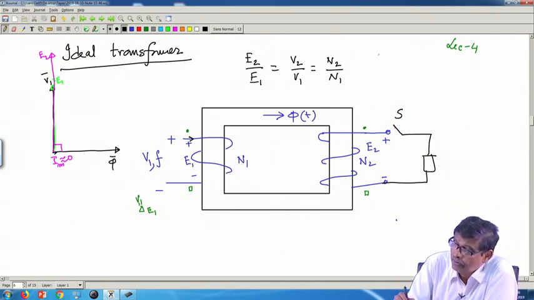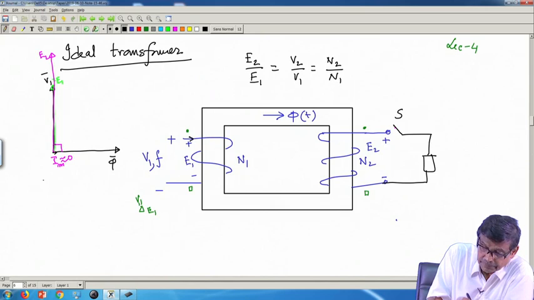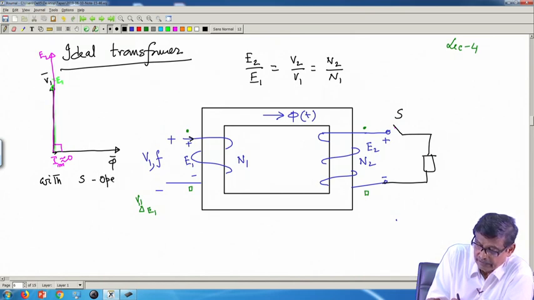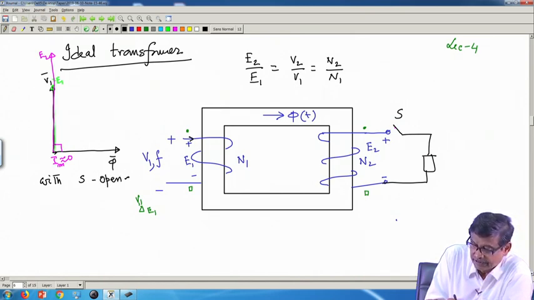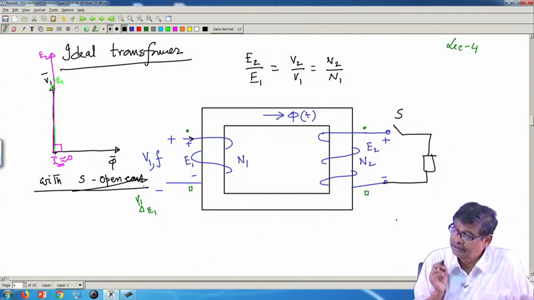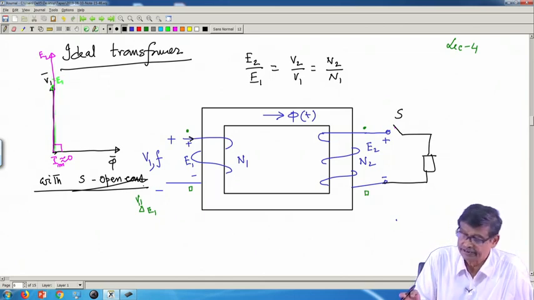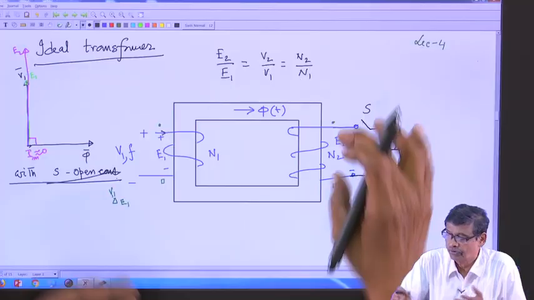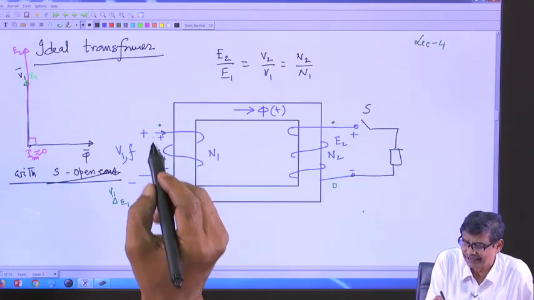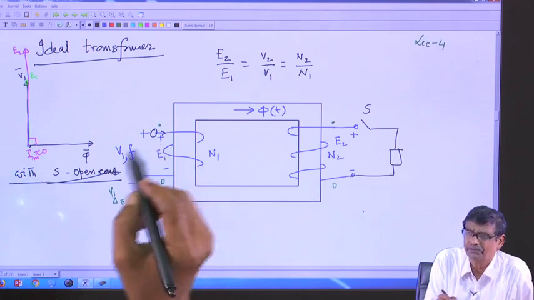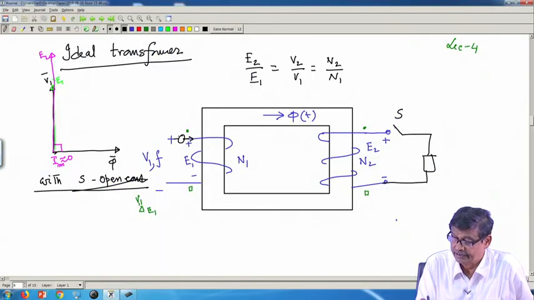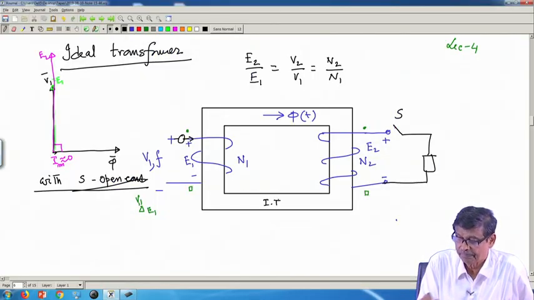Mind you, with S opened, let me write, S open condition. What is going to happen? Apply voltage, frequency, flux is created, E1, E2. If you connect a voltmeter, you can measure all the voltages, and this current, if you connect an ammeter, is going to be very close to 0, since it is an ideal transformer, and so on.